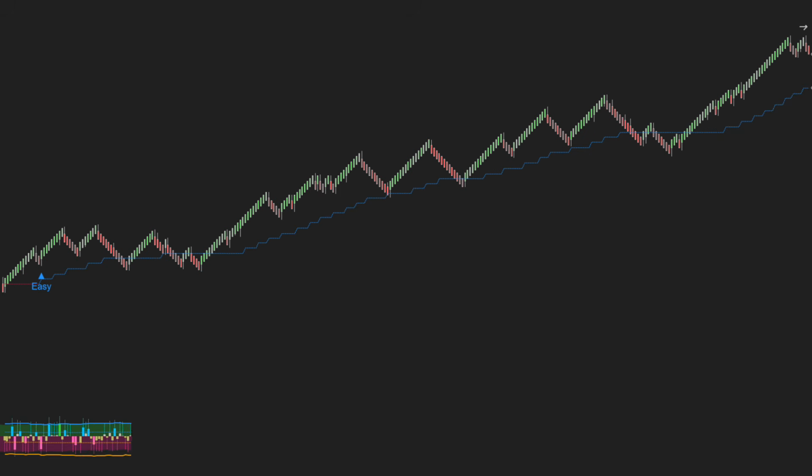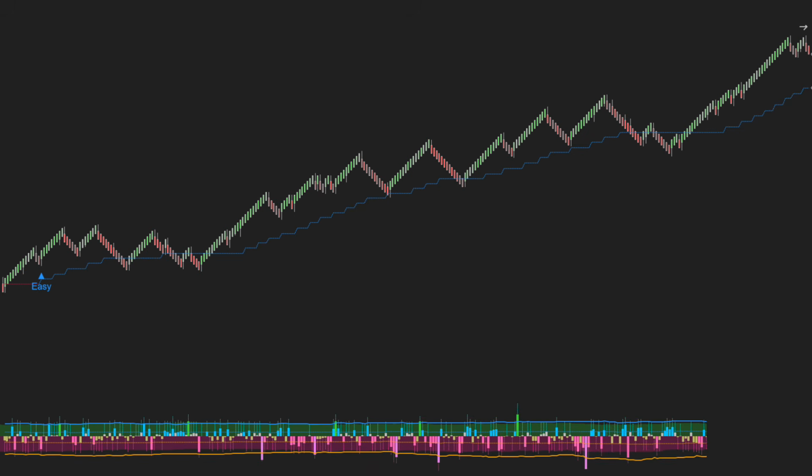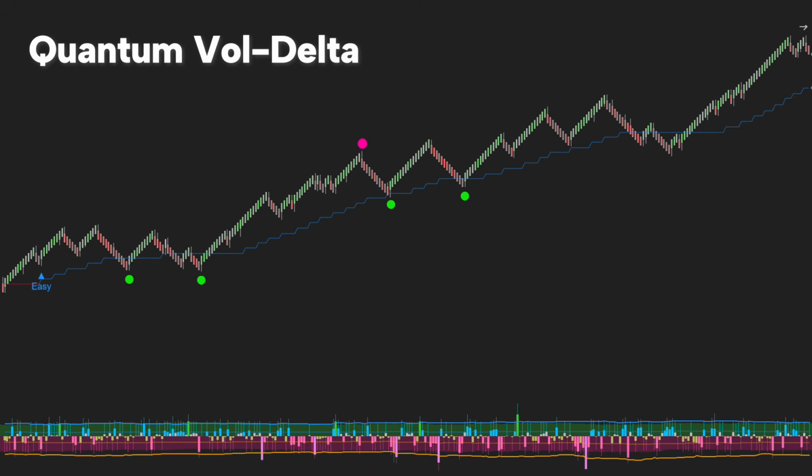The next component of this strategy is Quantum Vol Delta. This indicator acts as a powerful layer of confirmation for your signal candles. Here's how it works.